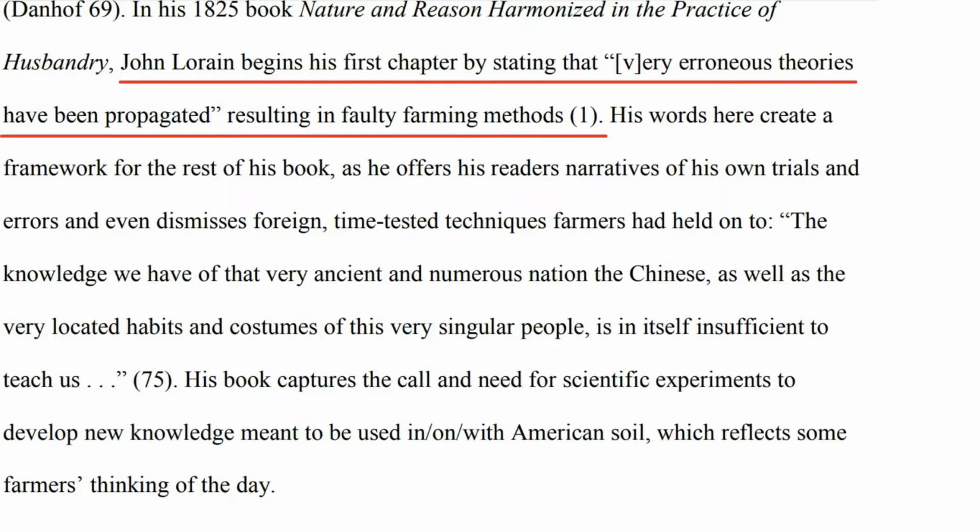Let's look at this. John Lorraine begins his first chapter by stating that very erroneous theories have been propagated, resulting in faulty farming methods. I'm on the edge of my seat. So you'll notice a couple of things here. First of all, the in-text citation, which is the portion of the citation that lets us know that the information that we're talking about comes from a source.